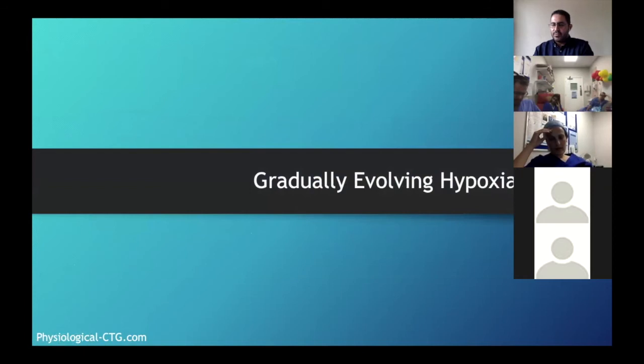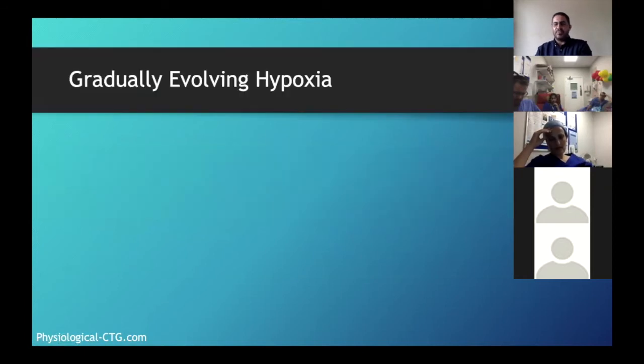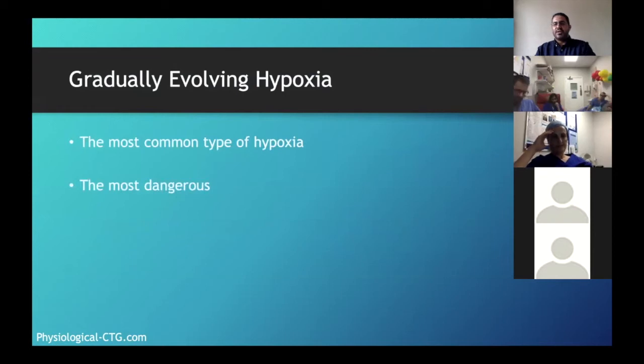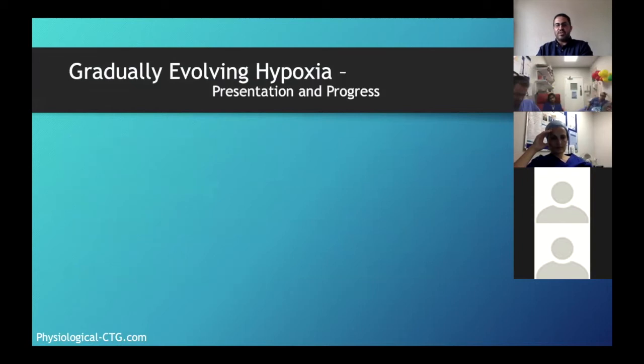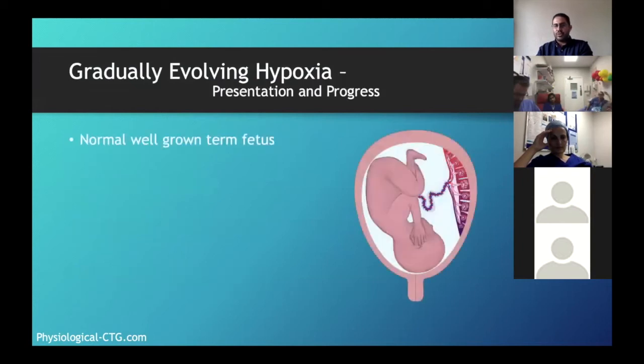Okay. We're starting to run out of time. So gradually evolving hypoxia, there's not a lot to be said about it. We always say it's the most dangerous because, although it's the most frequent, it's actually the most missed. And the baby has time to give us signs of it getting worse.